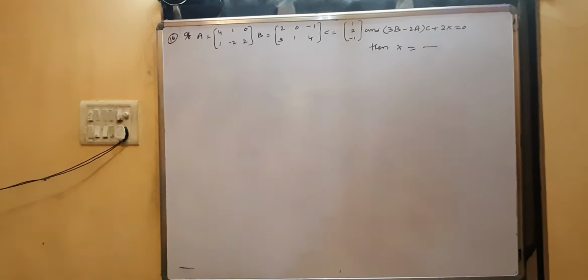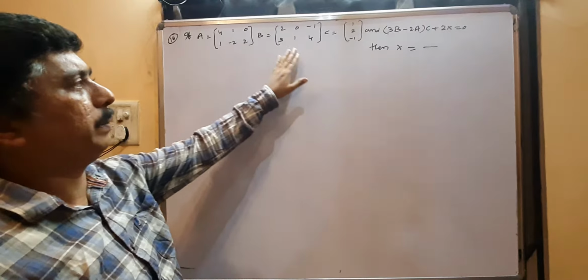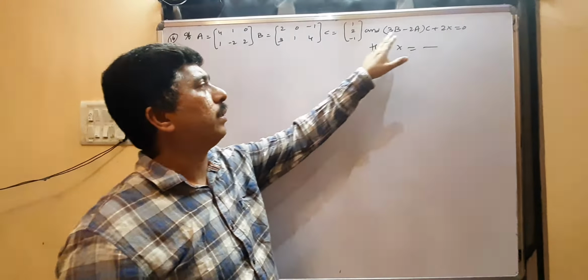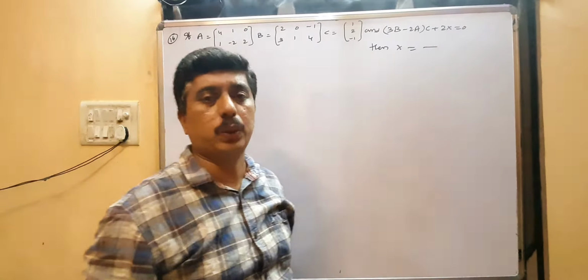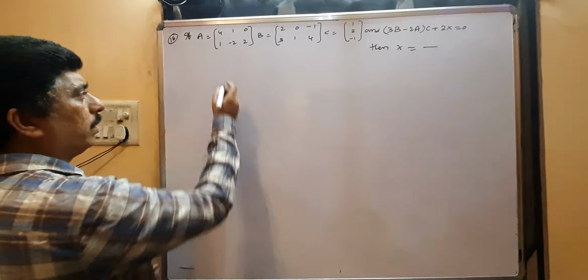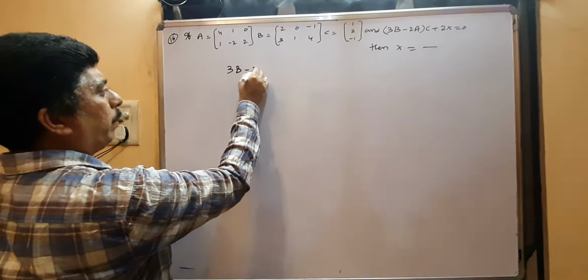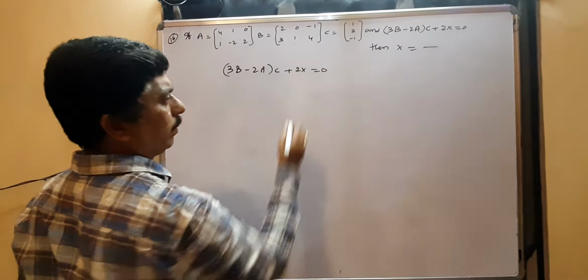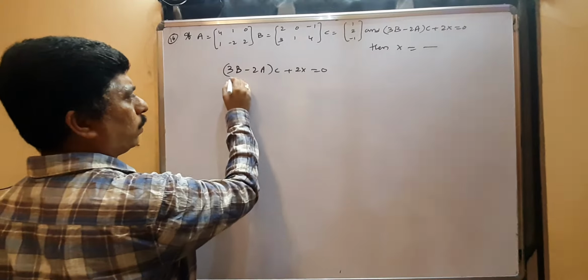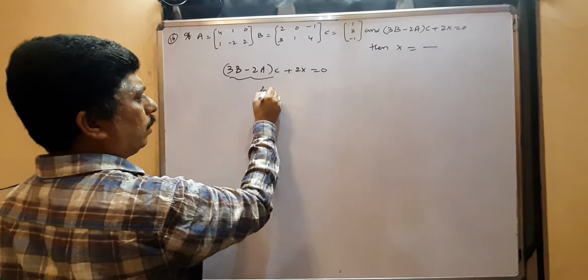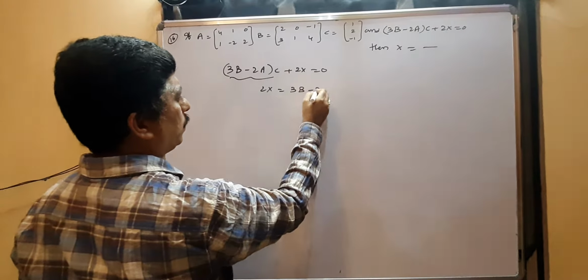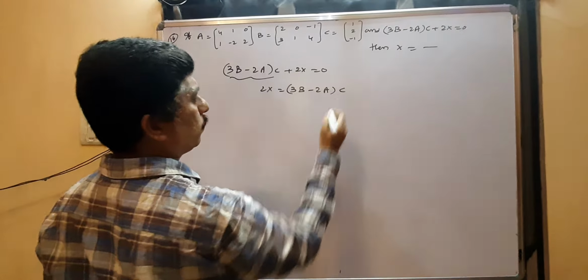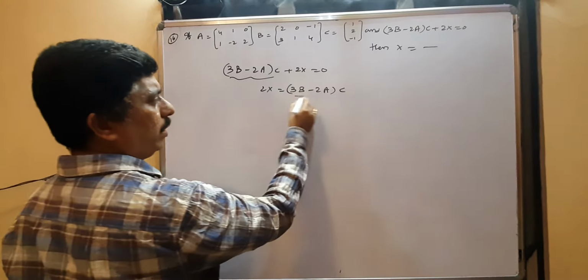Coming to the next question. Matrix A is given, matrix B is given, matrix C is given. (3B minus 2A) into C plus 2X equal to 0 is given. From this you have to find X. Bring this term to the right hand side: 2X equal to (3B minus 2A) into C. So first you can find 3B minus 2A.